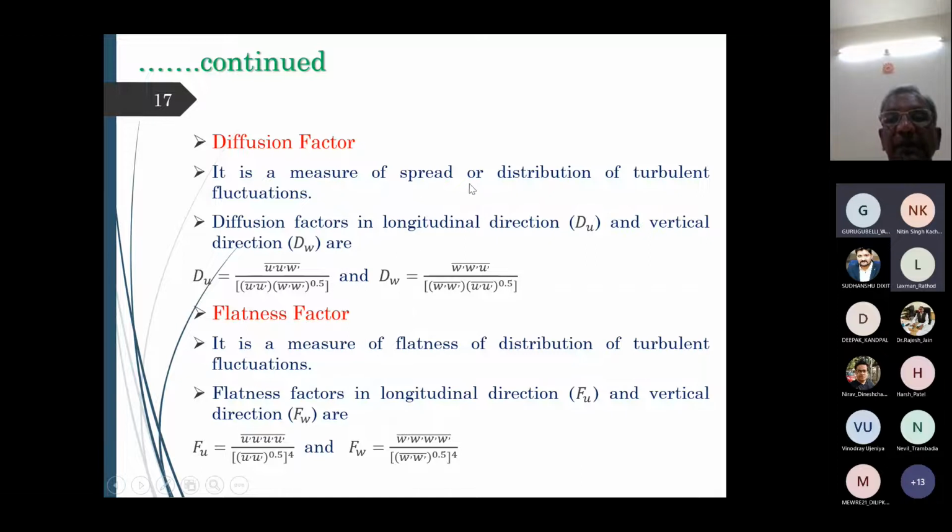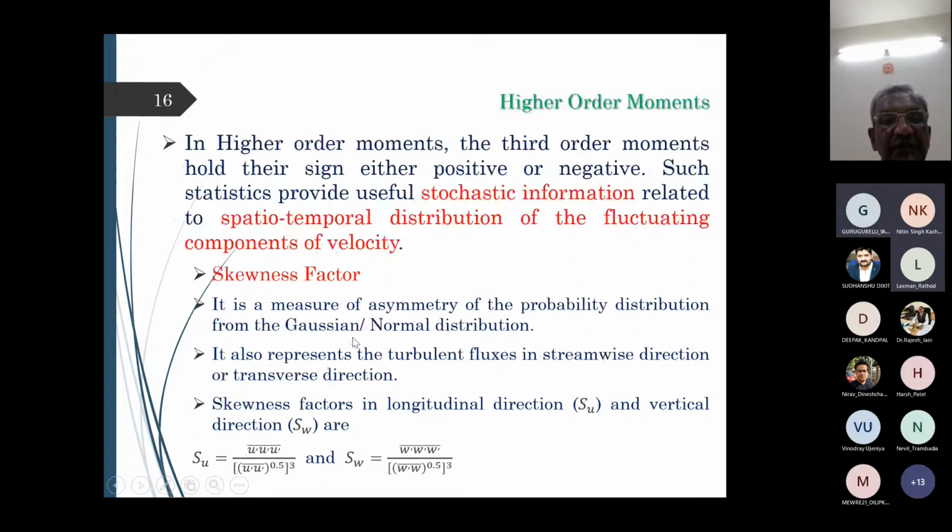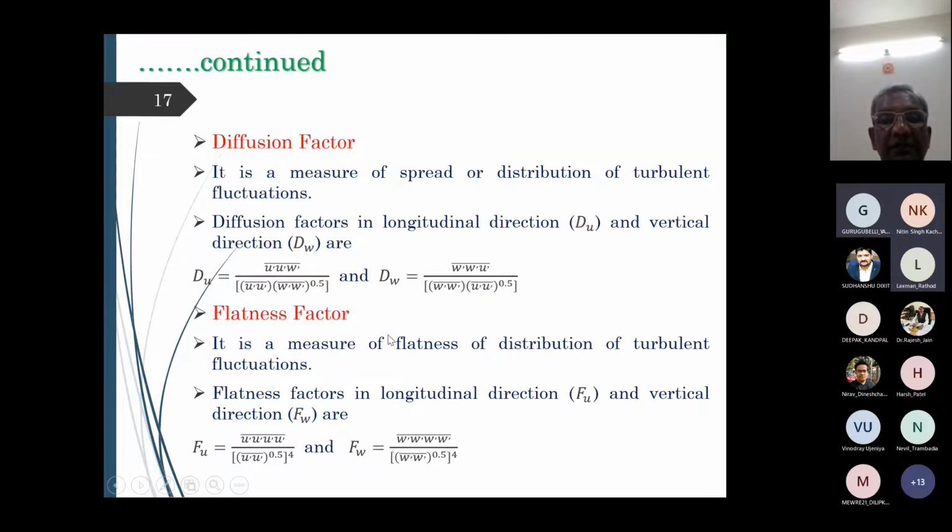It is a measure of the spread or distribution of the turbulent fluctuation. Okay, that is, what is the spread in this turbulent fluctuation. Then we have the flatness factor. It is a measure of the flatness of the distribution of turbulent fluctuation, right? So these are the flatness factor, diffusion factor, and then the skewness factor. These are all high order moments.